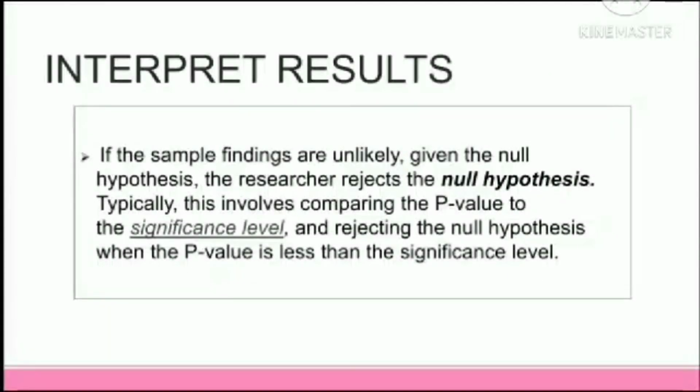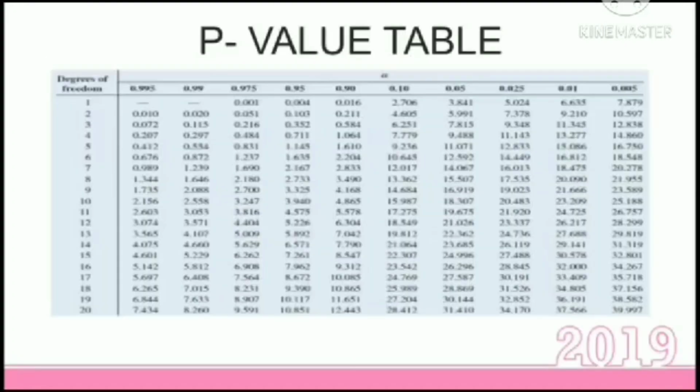Interpret the results. If the sample findings are unlikely, given the null hypothesis, the researcher rejects the null hypothesis. Typically, this involves comparing the p-value to the significance level and rejecting the null hypothesis when the p-value is less than the significance level. So this is the p-value table. This will help to interpret the result.